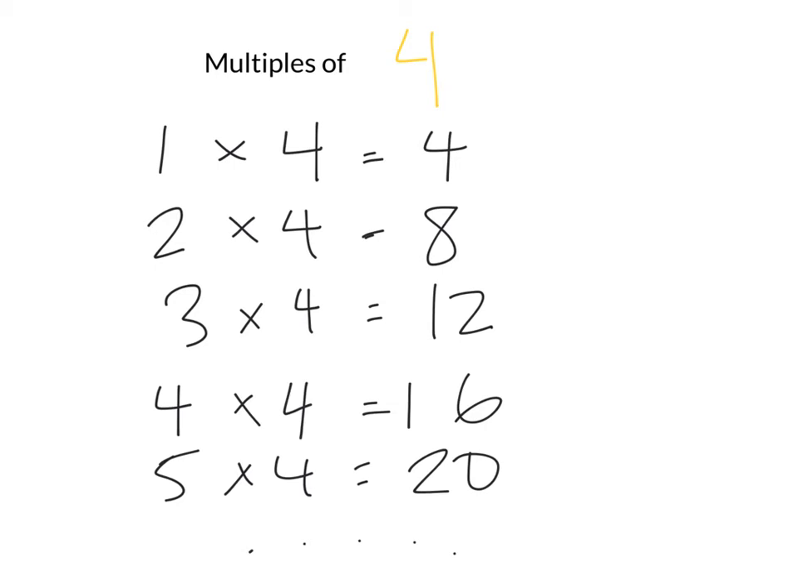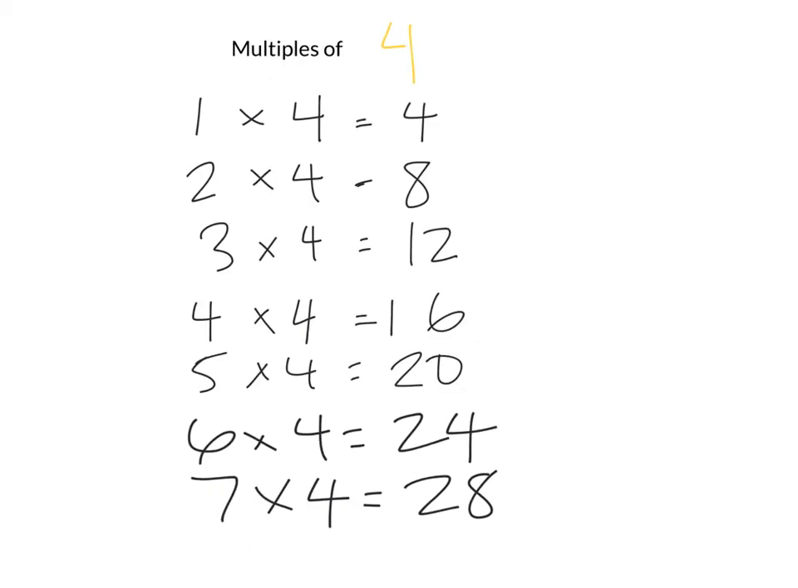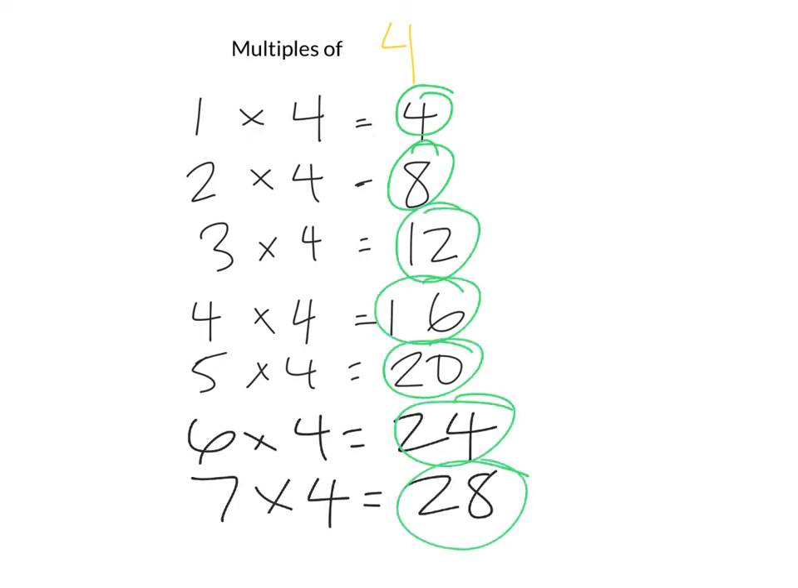So let me say this question right now. Can you tell me all the different multiples of 4 between 1 and 30? Can you tell me how many multiples there would be? Pause this now and try and figure that out. All right. So these are all the different multiples of 4 between 1 and 30. We've got 1, 2, 3, 4, 5, 6, 7. There are 7 multiples of 4 between the numbers 1 and 30.